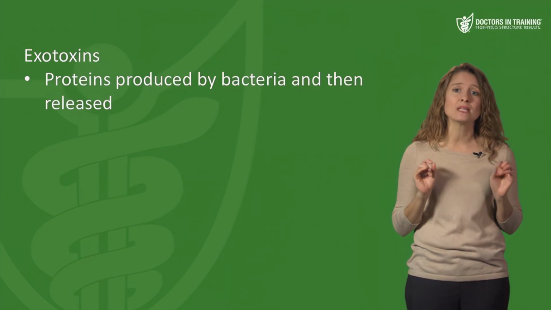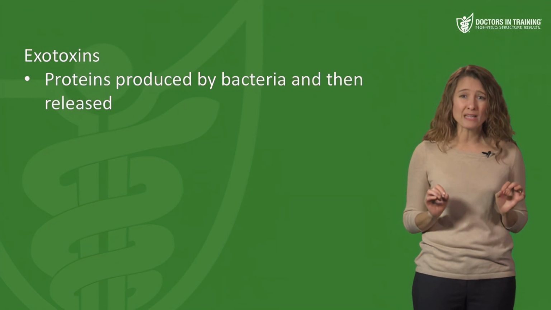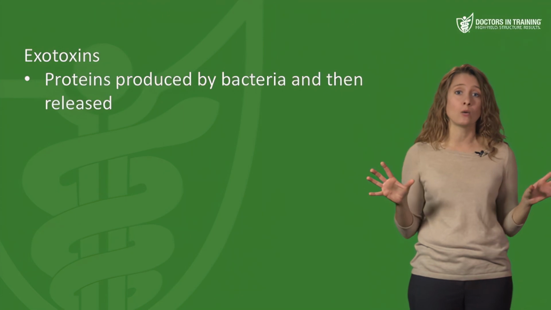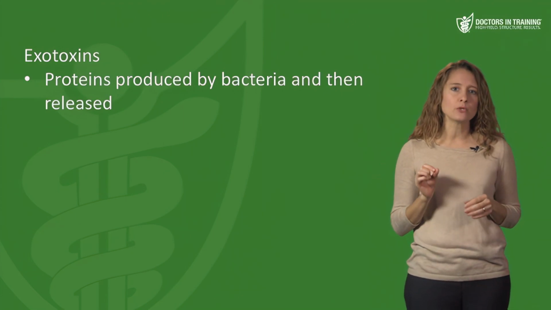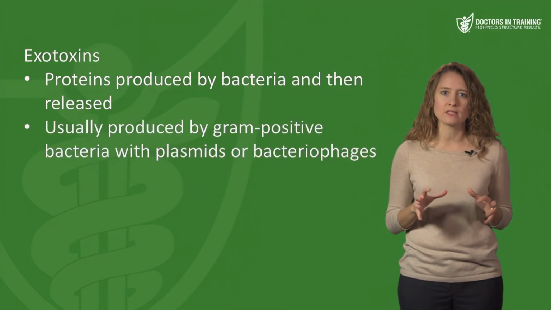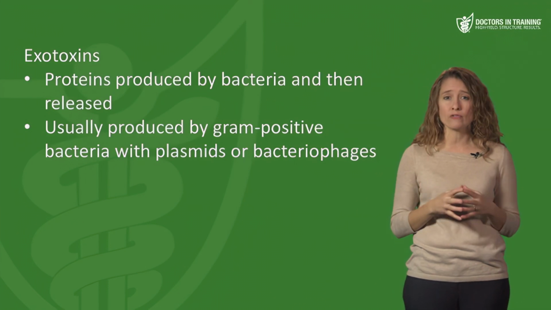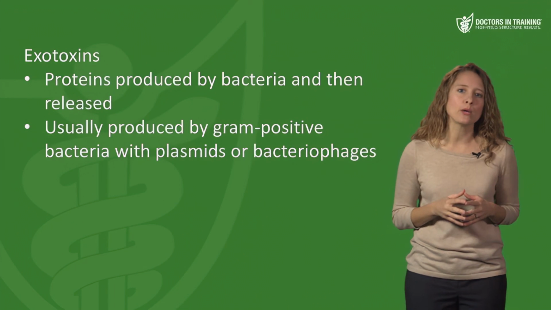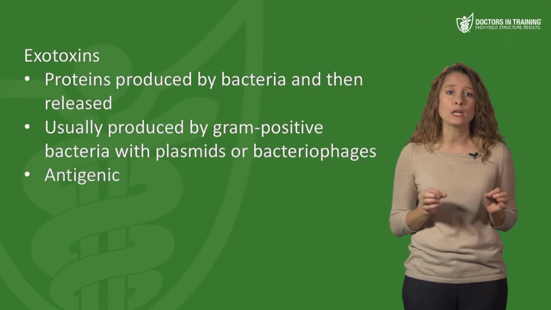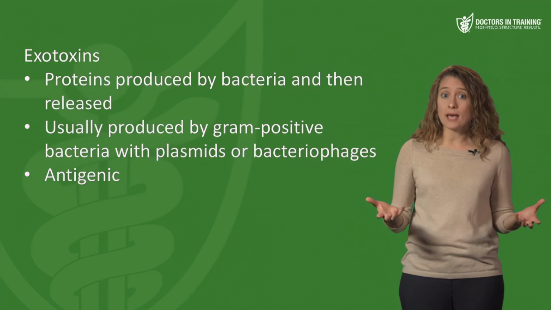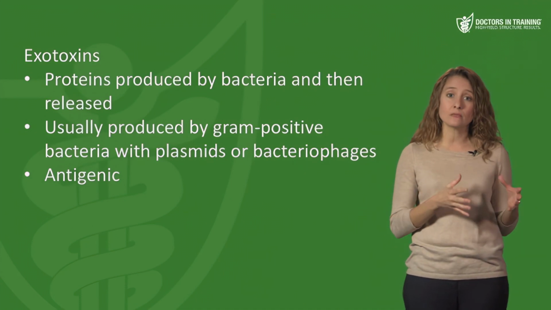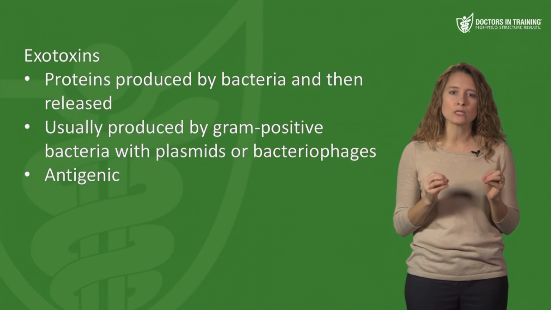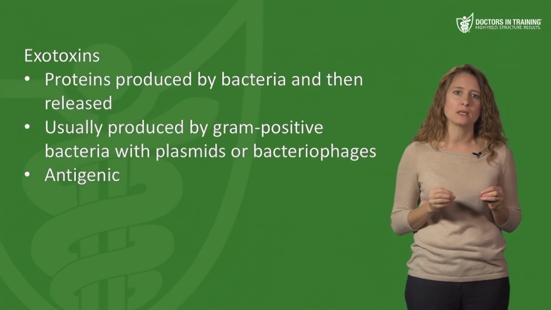I say thankfully because these proteins are usually extremely harmful to humans, and very little exotoxin can go a long way. Usually the exotoxin-producing bacteria are gram-positives that have either plasmids or bacteriophages that encode for these exotoxin proteins. Another important point about exotoxins is that they are antigenic. You can develop antibodies to exotoxin. For example, tetanus and diphtheria vaccines are both toxoid vaccines, where the desired response is antibody to the toxin.